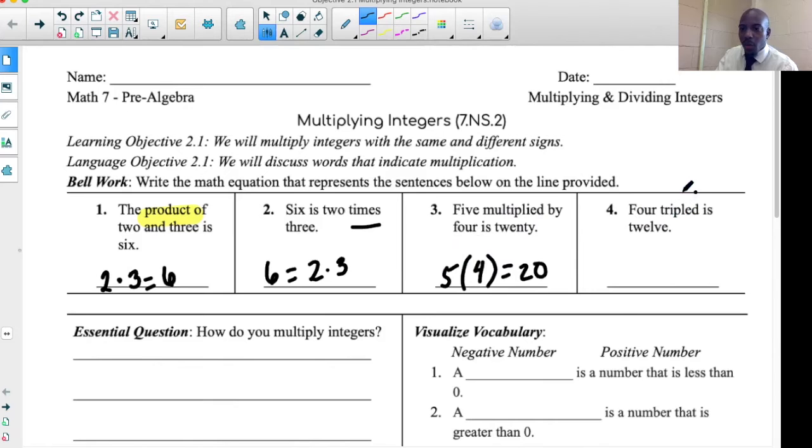And last but not least, I like this word tripled in here. You should know that that word right here means 3 times. So 4 tripled is 12. Okay, great. Hopefully you got these as well.